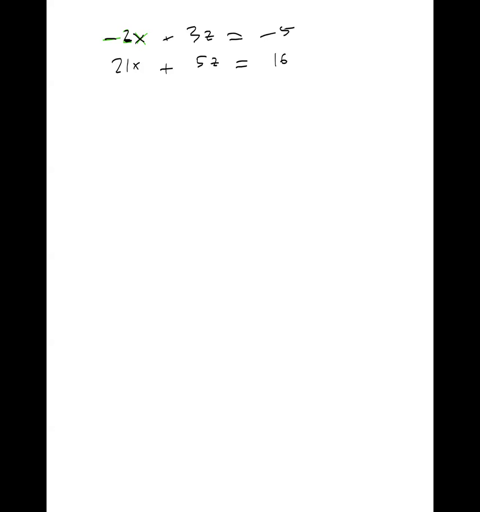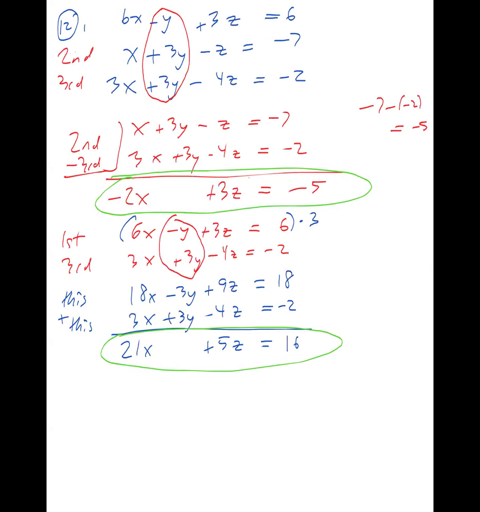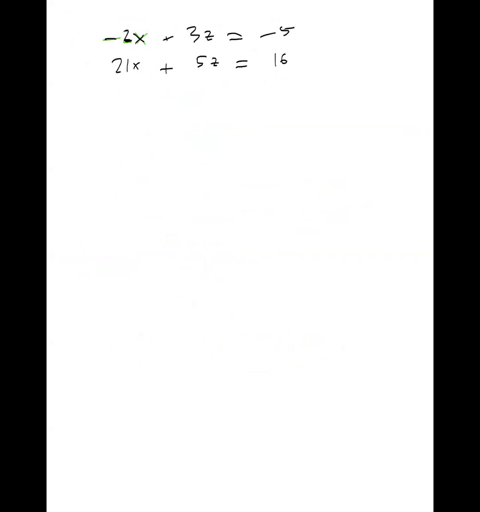By the way, did I make a mistake? Did I write them down correctly or not? Which one did I write down wrong? Let me go back and check. It's -5z on the first one. So are these correct? Okay, let me look here closely. Hold on. -2, +3, and -5, 21, +5, and 16. I think they're correct. Okay. Now, so this one's smaller.